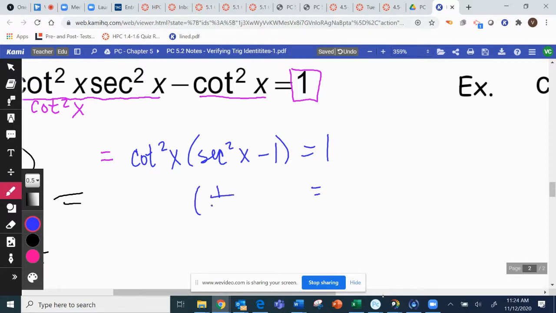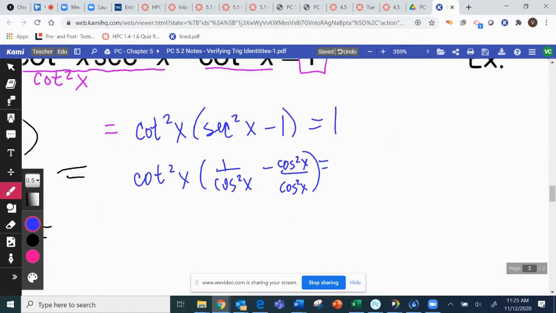1 over cosine squared x minus cosine squared x over cosine squared x. So does everybody know where I got 1 over cosine squared x from secant? Where did I get cosine squared x over cosine squared x? That equals 1, but why did I put it there? And why didn't I just write 1? So I have a common denominator, right?